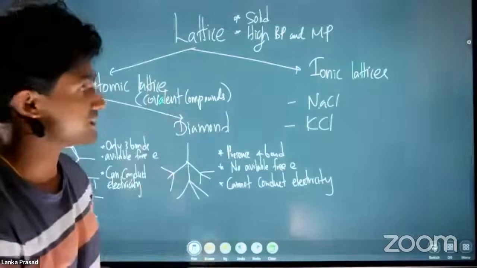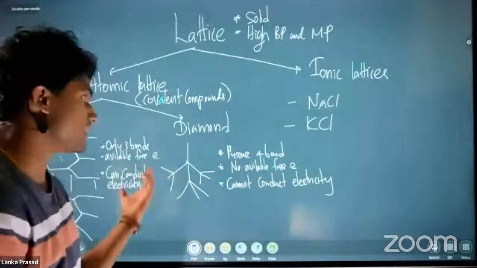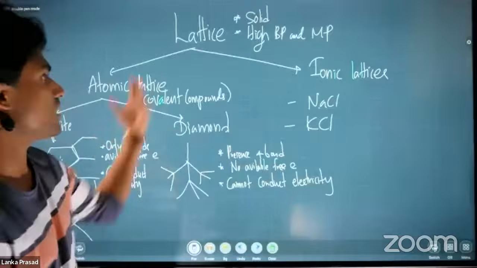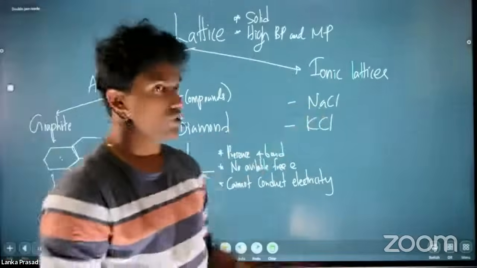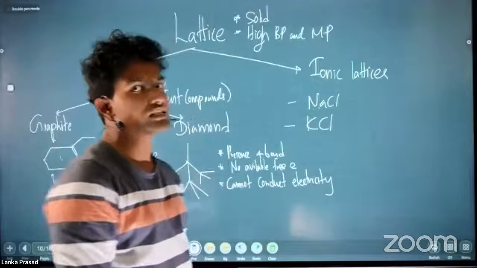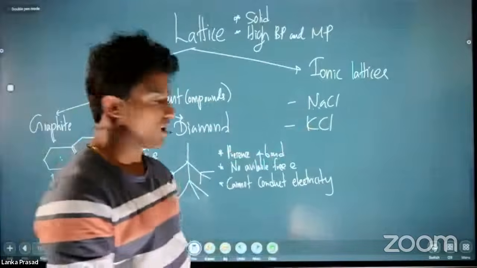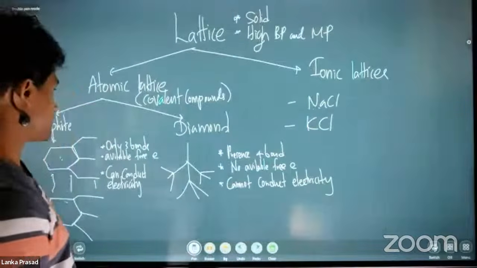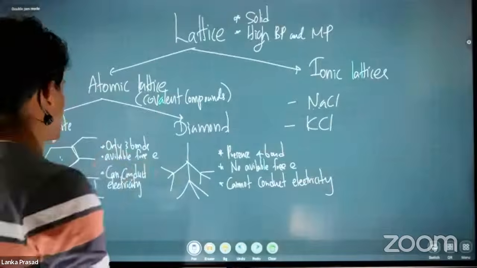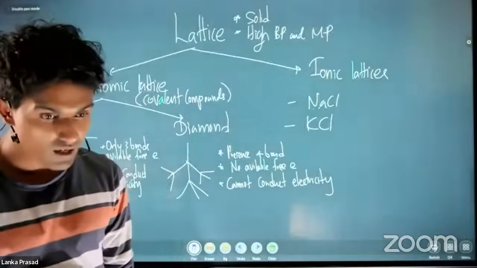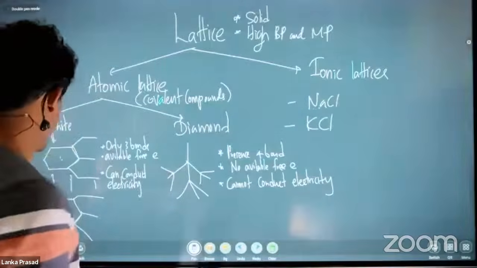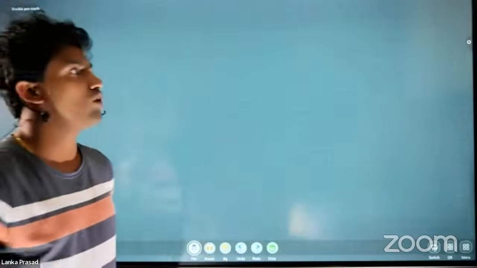Then you talk about the lattices: ionic lattices and atomic lattices. In ionic lattices, 1 sodium is surrounded by 6 Cl minus. No need to know more about that. On atomic lattices, 2 types: diamond and graphite. You know that? Sure? Then, how to draw Lewis structures.